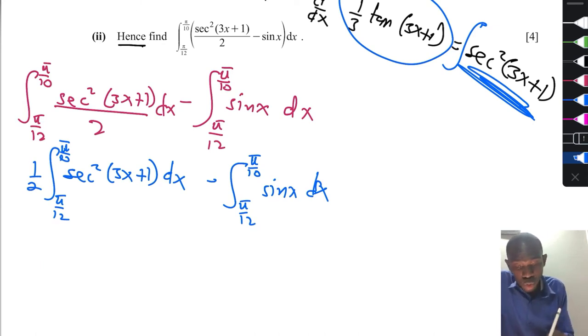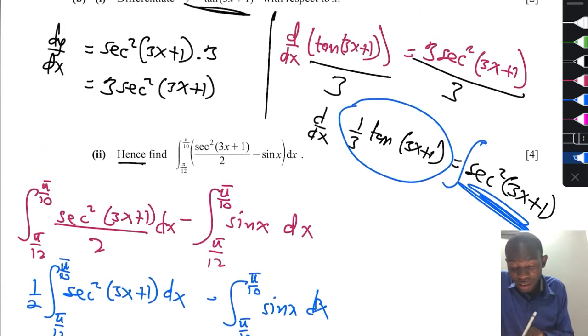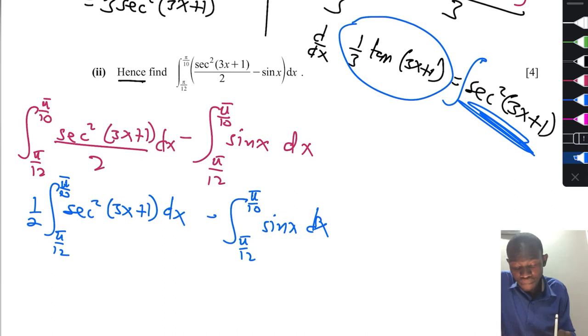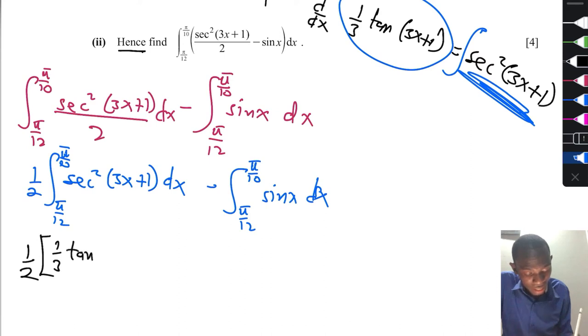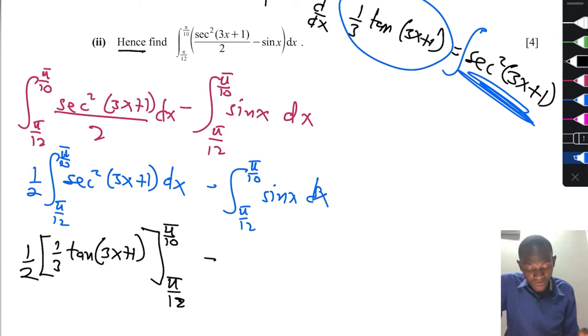Well, you know that there's a relationship that you have already created from the previous slide. Okay, so you know when I integrate sec blah blah blah, this is what I get. So that's what you put down. So you have, let me use maybe black, half, then you have 1/3 tan 3x plus 1. Okay, and that is from pi here all the way to this. Okay, now hold on. The next thing that you want to do is to integrate sine.